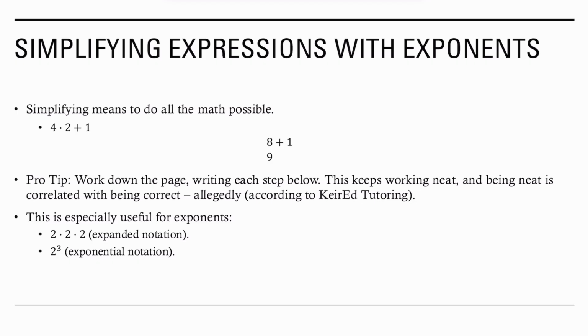And so in the example here, we have 4 times 2 plus 1. Well, we can simplify 4 times 2. We can say that's 8. And then we can do 8 plus 1. So we get 9. And so the simplest form of that would just be 9. And so the expression would be 9.